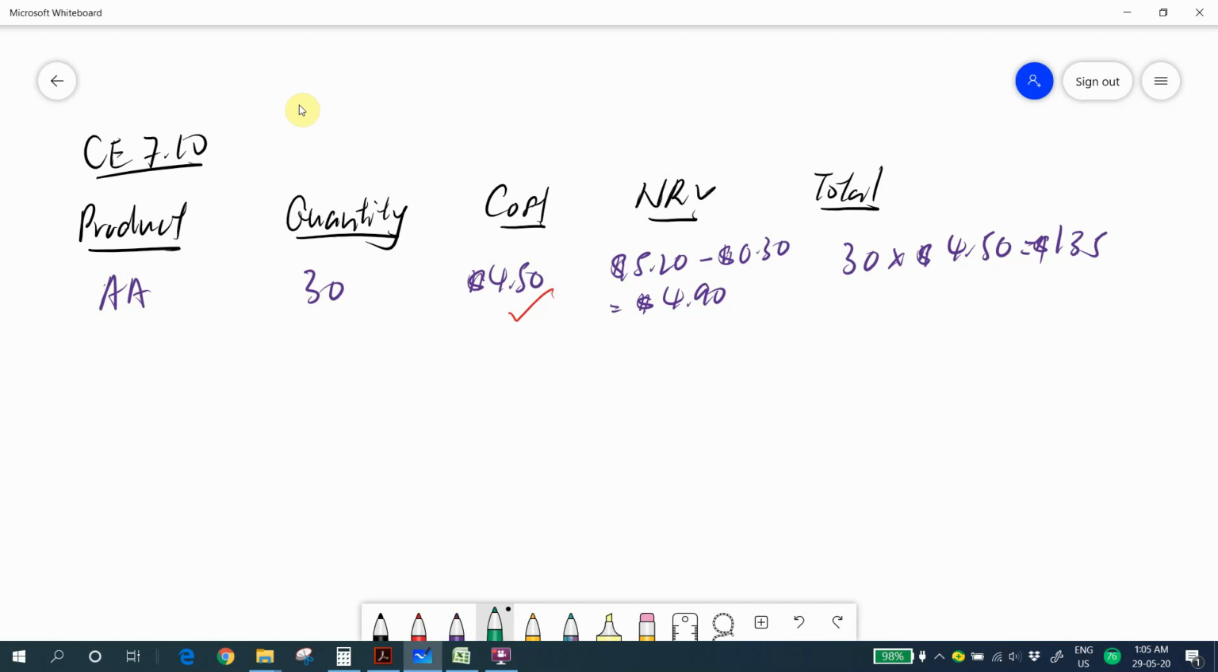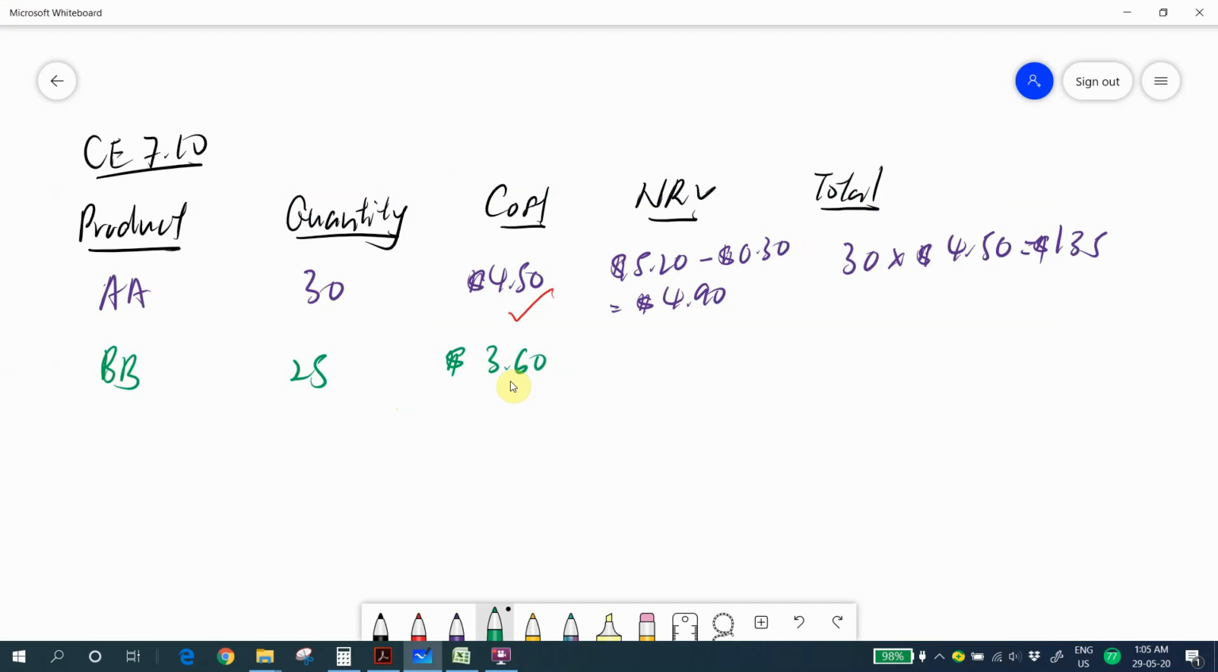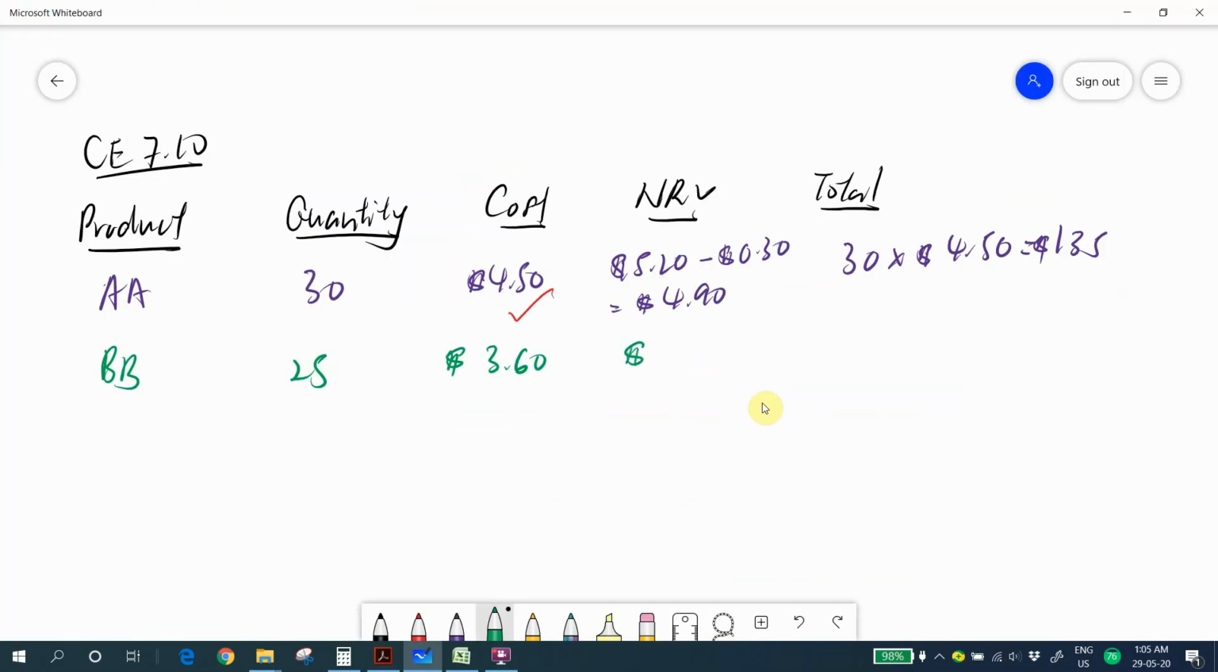Next, let's look at product BB. For BB, I have 25 units. The cost of the product is $3.60. Let's look at the NRV. Due to the aggressive competition in the market, LKY has to sell BB below its cost. So the estimated selling price is only $3. Which one is lower? It is obvious that NRV is lower, right? So to get the total value of BB, we use 25 times 3, the lower value. So it becomes 75.